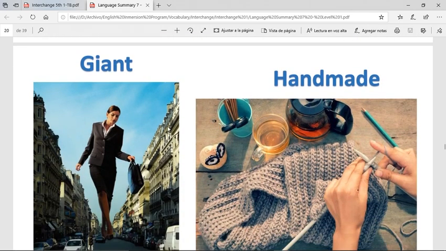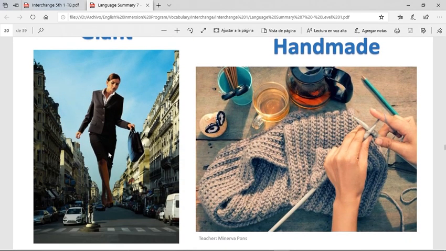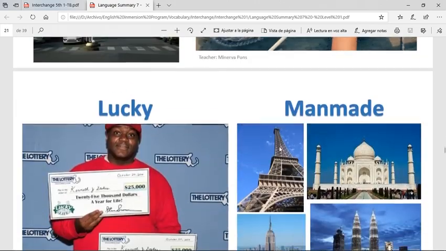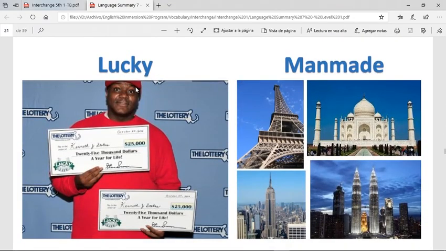Okay? Next one, a giant. A giant is something that is really, really big. For example, this is a giant woman. Handmade is something that was made with your hands. A handmade coat, a handmade tie, a handmade coffee. Lucky, it's a person that has a lot of luck. This person is quite lucky because he won the lottery twice. Okay, very good. Man-made, it was made by men. It was made by humans.